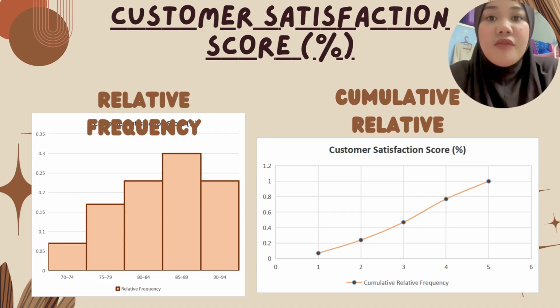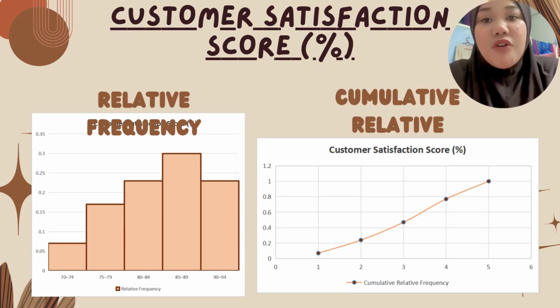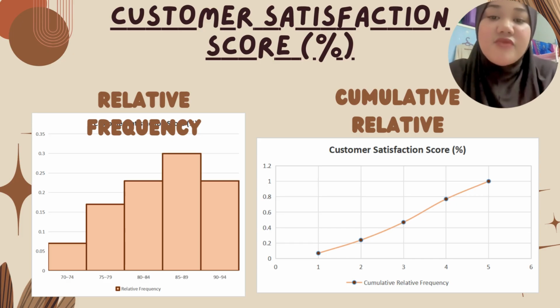On the right, we have an OGIF graph, also known as a cumulative frequency graph. The OGIF helps us track how customer scores accumulate. It starts low and increases steadily until it reaches 1, which is 100%. This shows us, for example, that about 77% of customers score 89% or less. Both graphs provide quick visual insights into customer sentiment and trends.